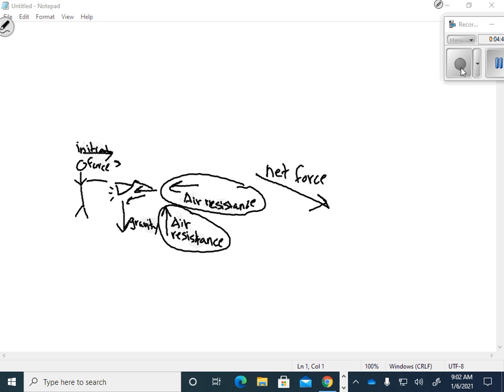And so things that are really light stay in the air for longer amounts of time because the air resistance is able to overcome the gravity force much more.